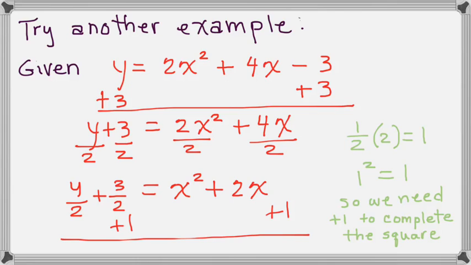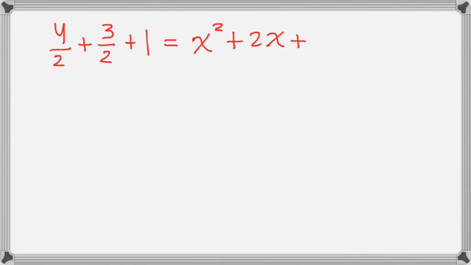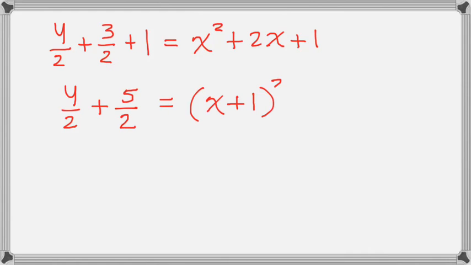Let's do that. Let's add 1 to both sides. And then what we have on the left is that expression, y over 2 plus 3 over 2 plus 1, and on the right we have our completed square, which is nice. So let's simplify the left side a little bit. We can combine this. 3 halves plus 1 is really 3 halves plus 2 halves. So that's 5 halves. And on the right we can write it as a perfect square binomial. Remember again that this is going to be half of this.